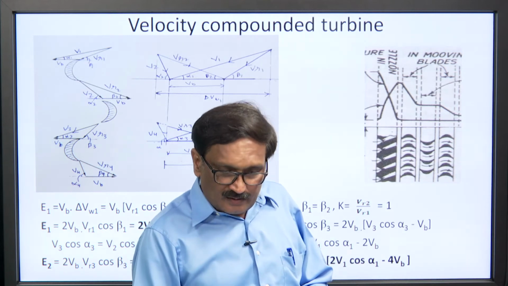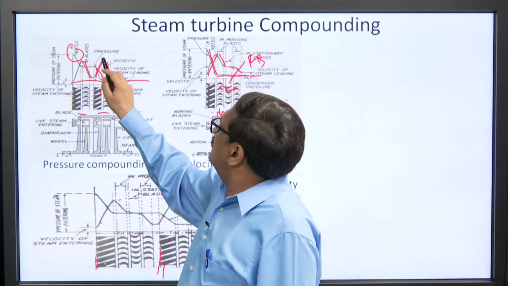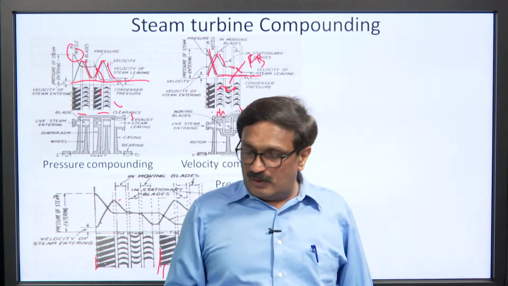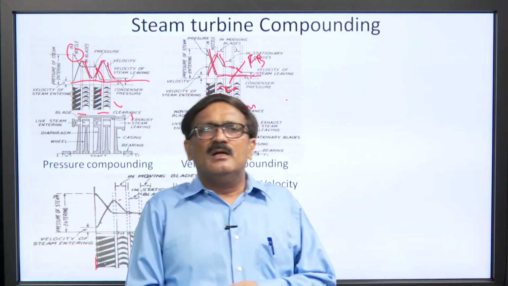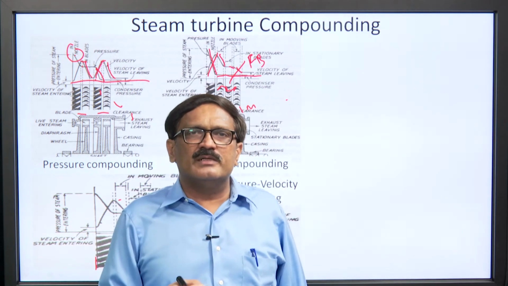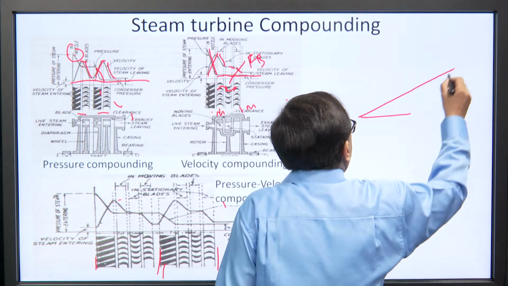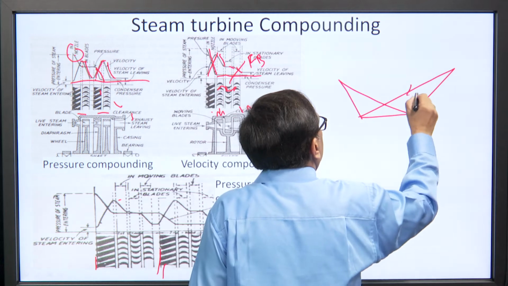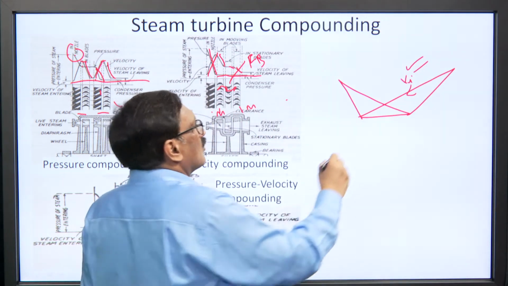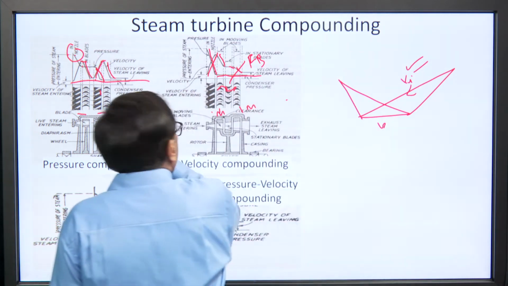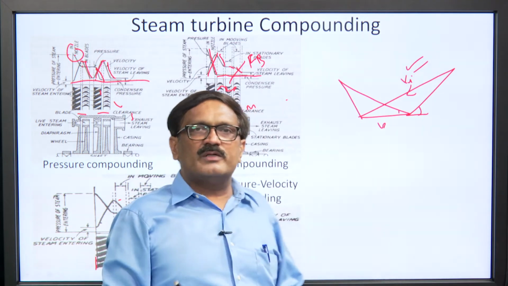Now, as we see here, in the case of pressure compounding, the velocity at the entry to each set of moving blade is going to be the same. We can maintain the pressure drop in such a manner that the inlet velocity to each stage is the same. So, when we are drawing the velocity triangle, because we can make Vi the same for each stage, Vb is also going to be the same, and the blades are going to be the same if they are symmetrical.